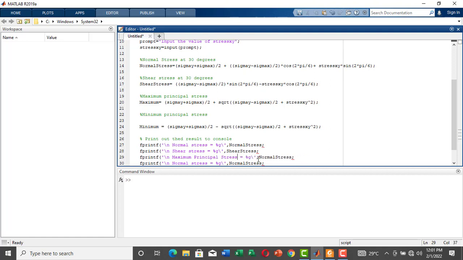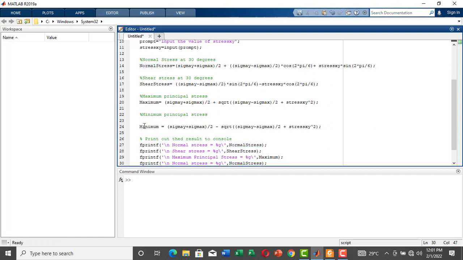Let me just clear this. Okay, so this will now be what? Maximum alone. The name is maximum. Oh, I didn't close the parenthesis. Maximum. I didn't close it. Okay, so we are done.